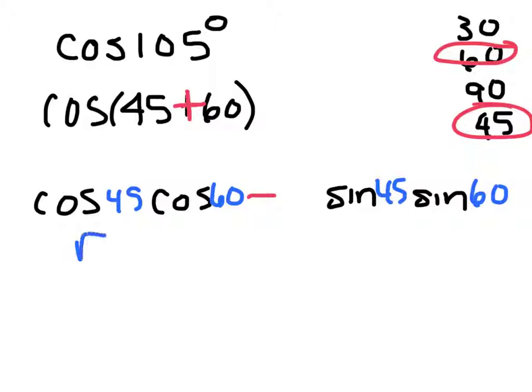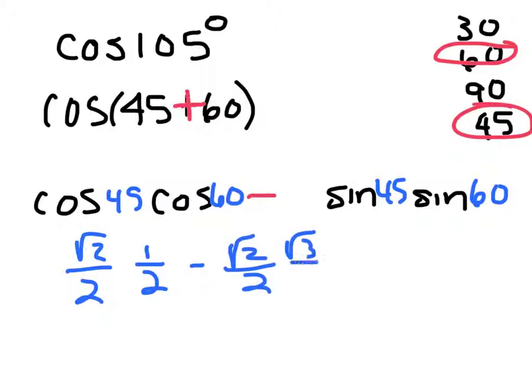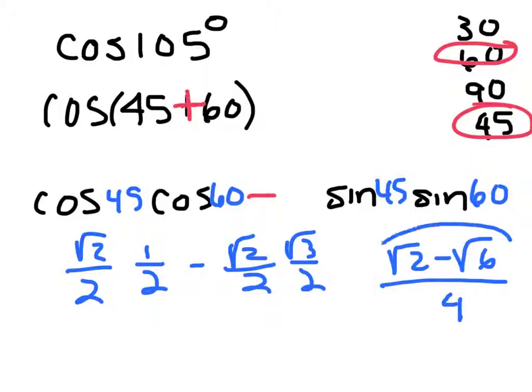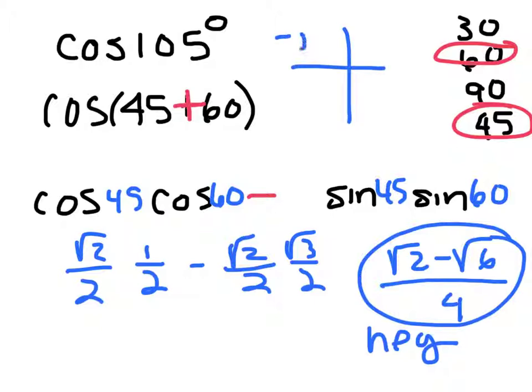And this is the square root of 2 over 2, and this is 1/2, and this is the square root of 2 over 2, and this is the square root of 3 over 2. So this is going to be the square root of 2 minus the square root of 6, divided by 4. Which, if you notice, comes out negative, but that's all good because the cosine is supposed to be negative in this quadrant.